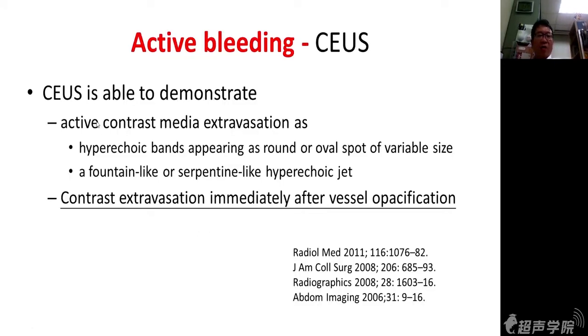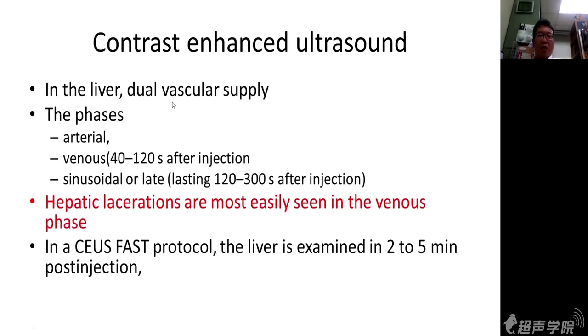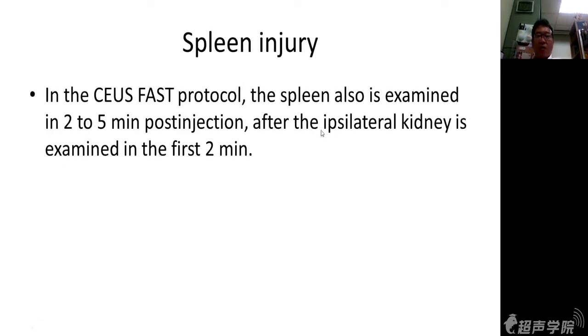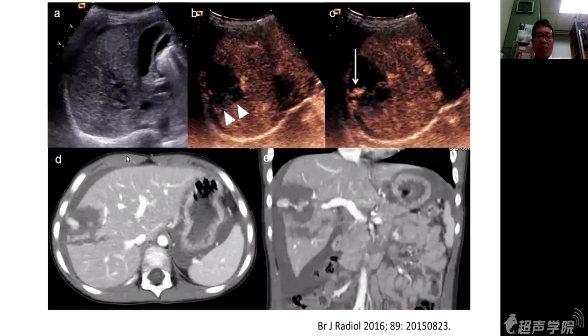Contrast-enhanced ultrasound is able to demonstrate active bleeding through contrast medium extravasation, and also contrast extravasation immediately after the vessel is opacified by contrast. In the liver, there is dual vascular supply, so we usually check the liver laceration seen in the venous phase. The liver is examined 2 to 5 minutes post injection. For the spleen, it is very similar, also 2 to 5 minutes post injection. For the kidney, we check within the first 2 minutes.